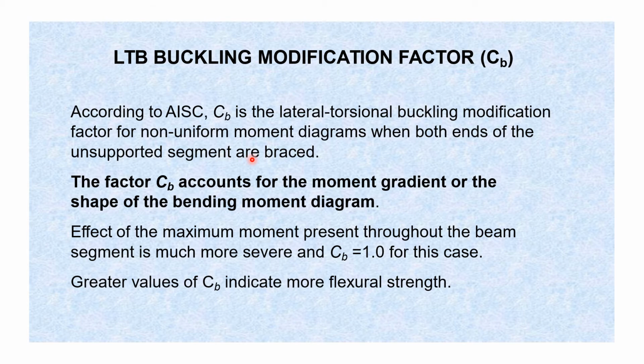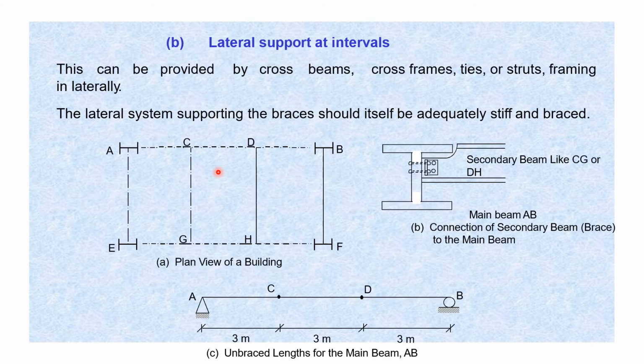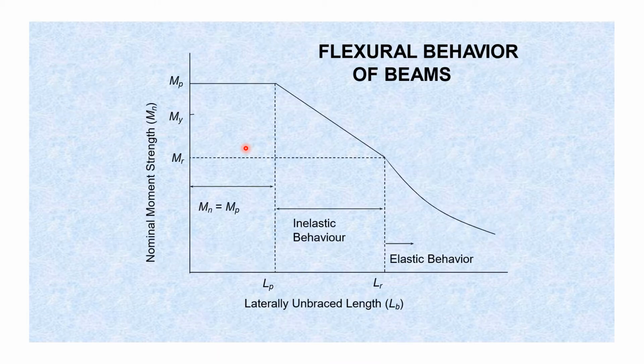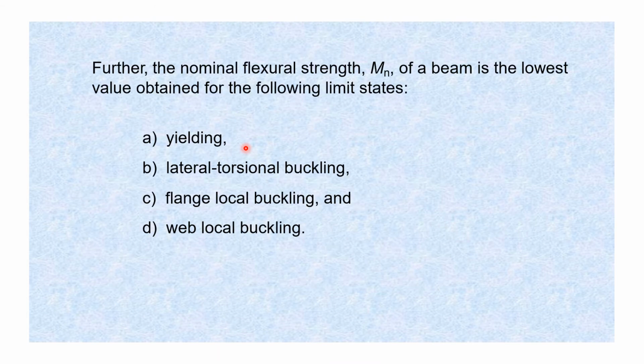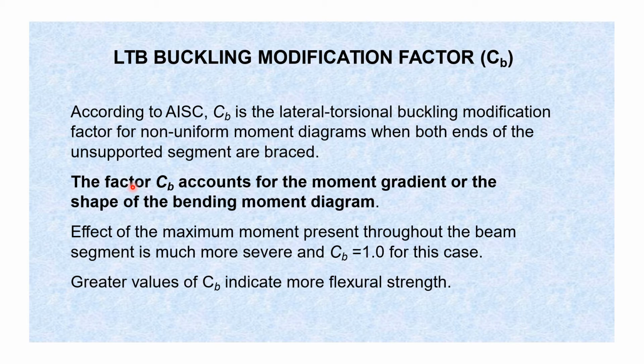Just like here, our main beam A to B is braced at points C and D. If such bracing is present, the factor Cb accounts for the moment gradient, or the shape of the bending moment diagram. You can see that all our moment diagrams are not uniform. There is some curvature in the moment diagram. How to take the gradient and how to calculate Cb, I will discuss.